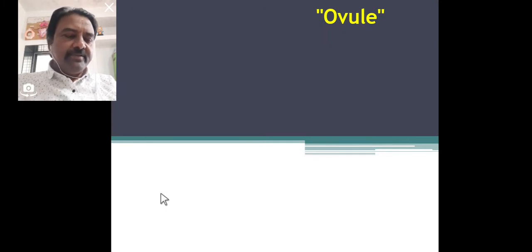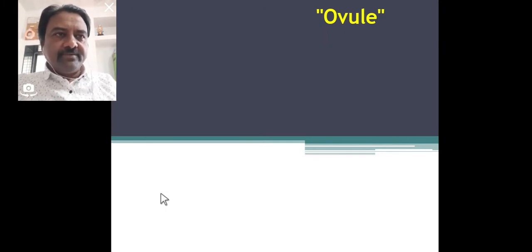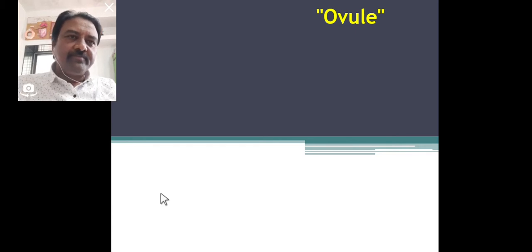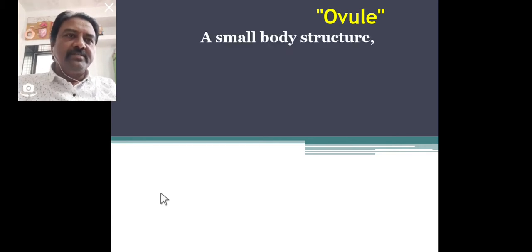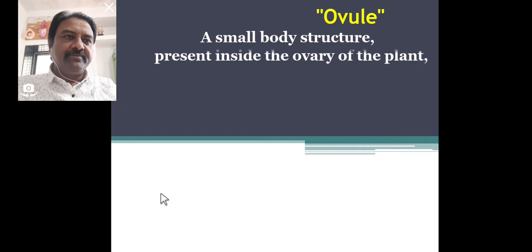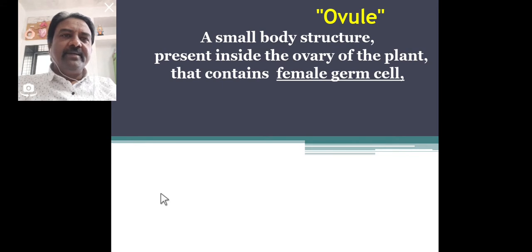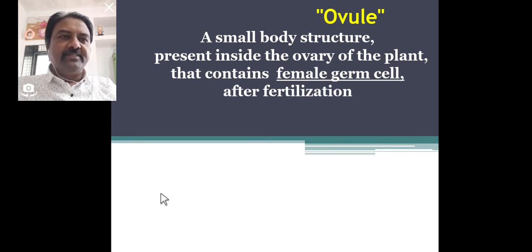Now first, what is an ovule? An ovule is a small body structure present inside the ovary of the plant that contains female germ cells. After fertilization it becomes the seed. You know that after fertilization, ovules are converted into seeds.